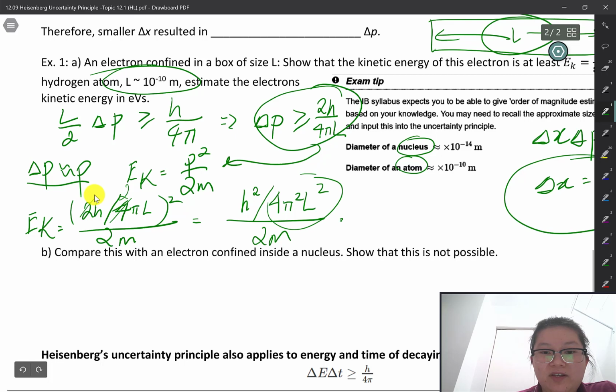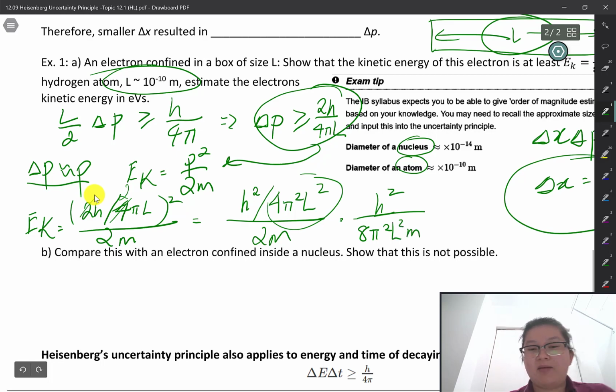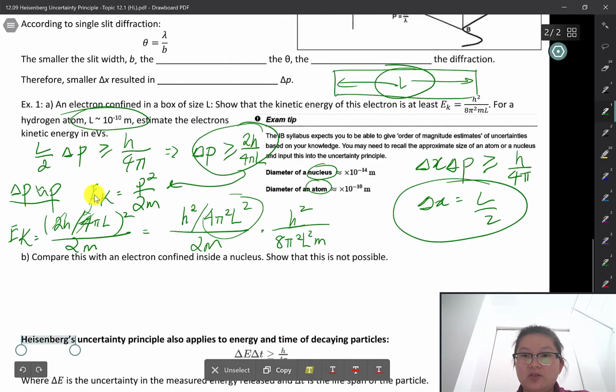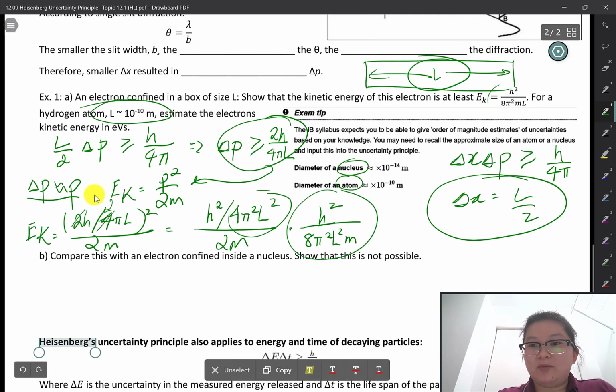And just putting all of this on the bottom, that's going to be h squared over 4 on the bottom with the 2, and 4 times 2 is 8. We have pi squared L squared and m. Okay, so that shows this here is similar to that.